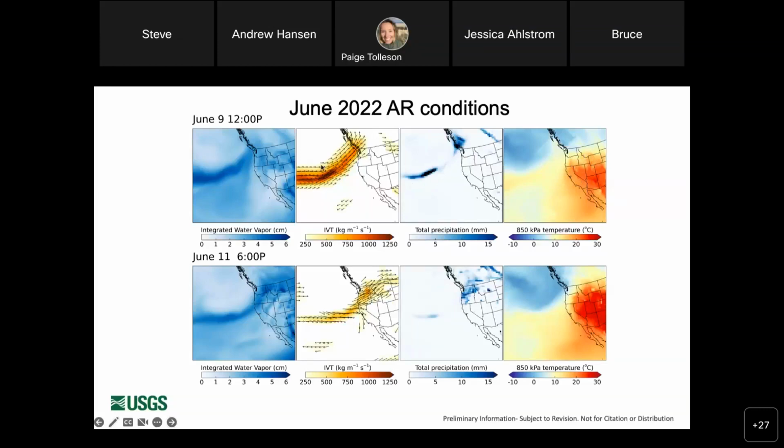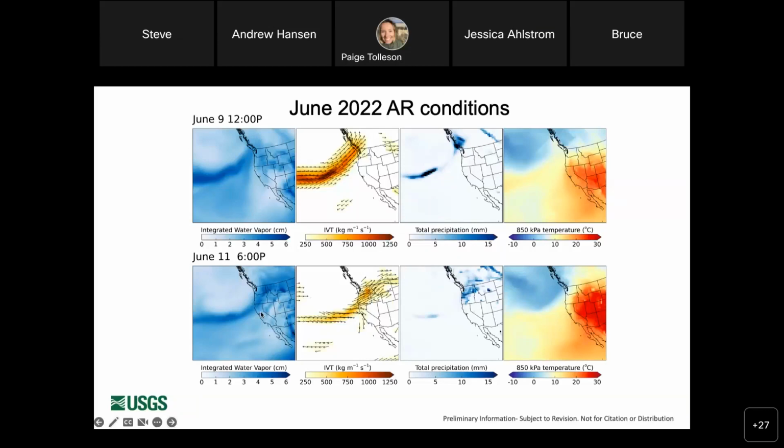So on June 9th, this is when the AR was focused on, a very strong one on British Columbia, brought a lot of precipitation there. And note that over here, we've got a warming going on in the GYE, or actually in this region in general.